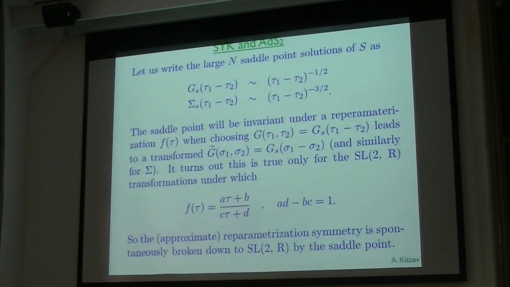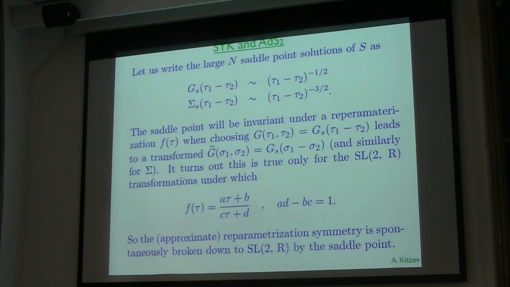Another observation of Kitaev is that the physical solution, which I call G sub S and sigma sub S, is some power law of time. Now this solution, as I told you, is not reparameterization invariant, because if you reparameterize it, tau 1 minus tau 2 becomes f of tau 1 minus f of tau 2, and that's not a function of tau 1 minus tau 2 once you reparameterize time.